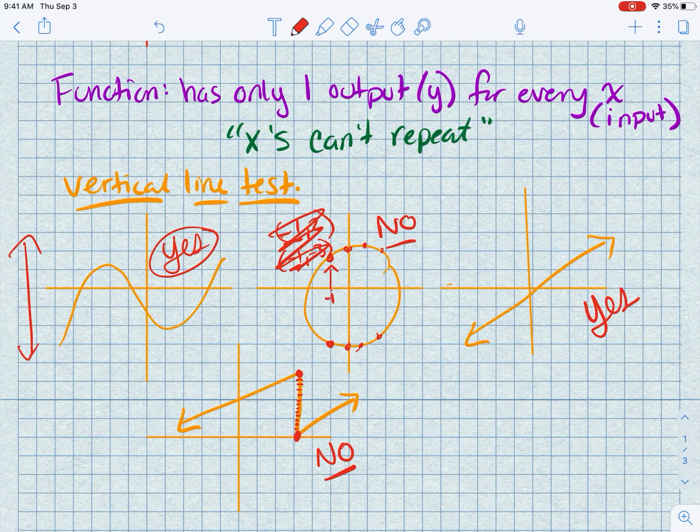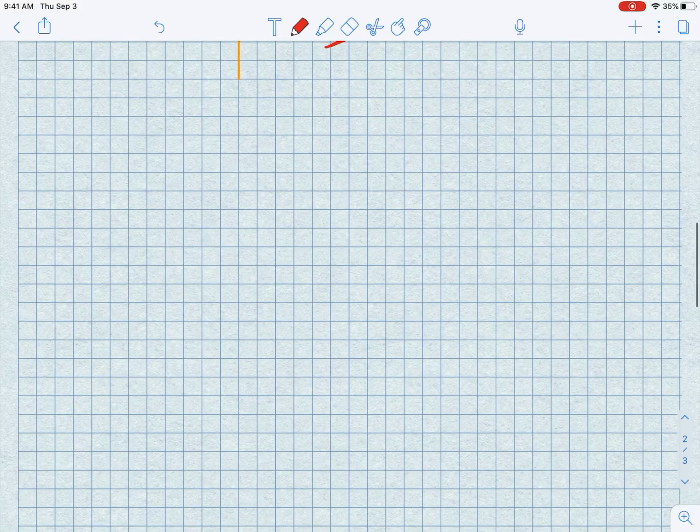Your other way, if you wanted, you could list a bunch of points. Or you might be given a list of points or a table or a map.